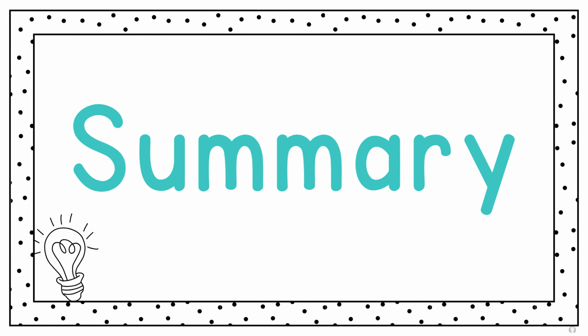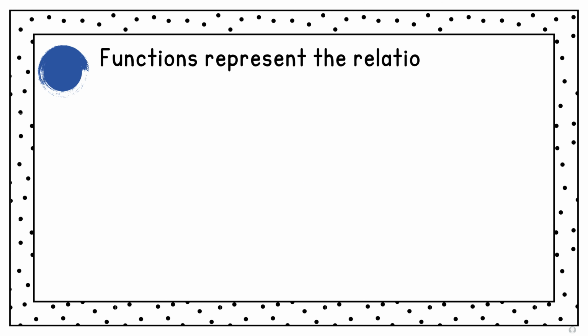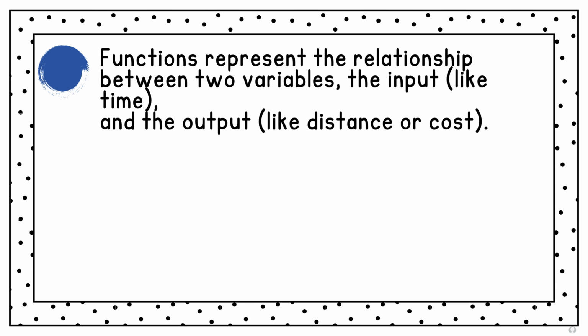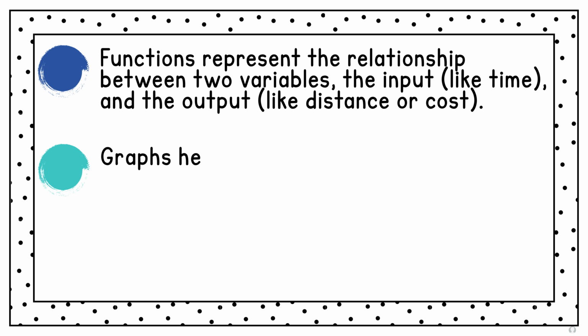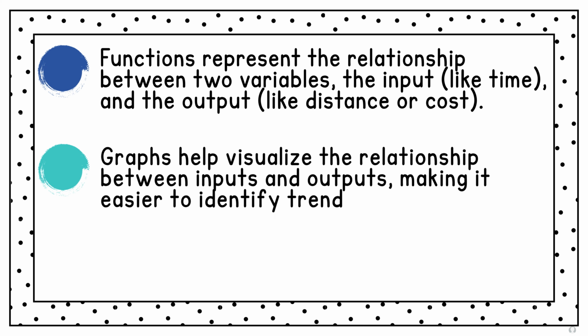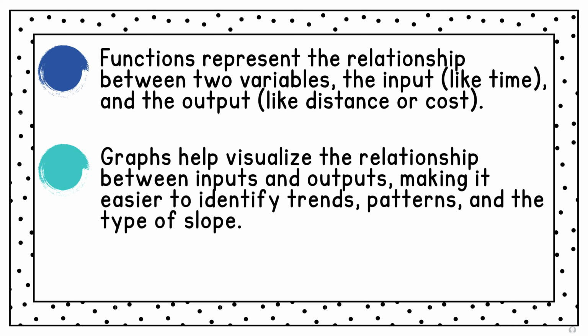Now let's recap what we've learned. Functions represent the relationship between two variables, the input like time and the output like distance or cost. And graphs help visualize the relationship between inputs and outputs, making it easier to identify trends, patterns, and the type of slope.